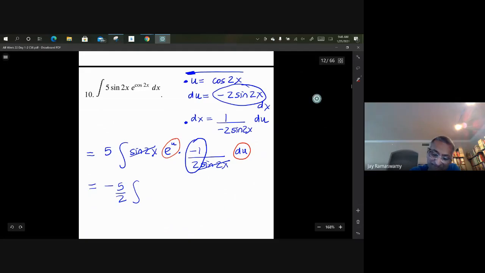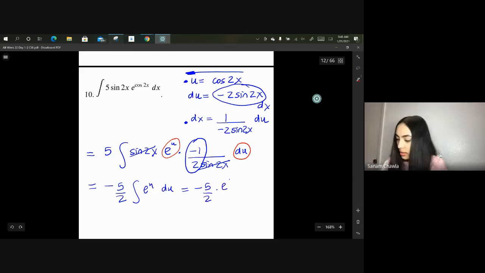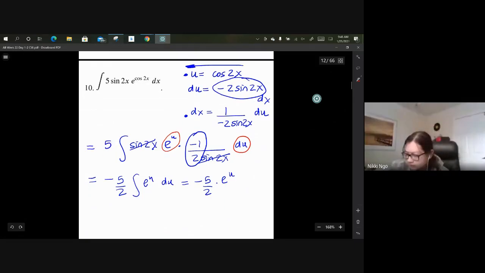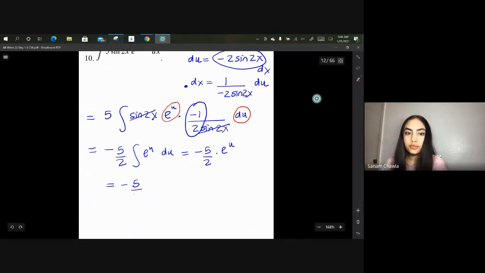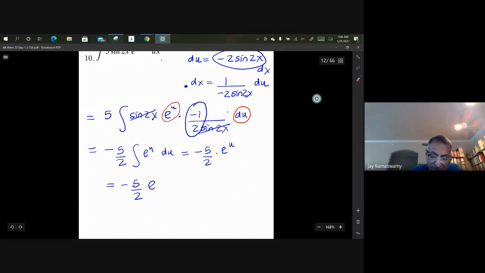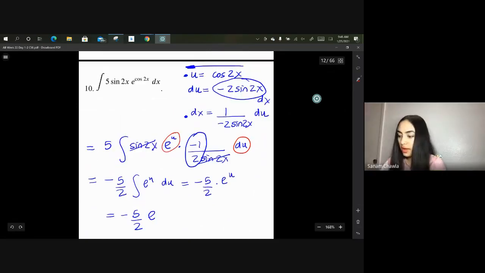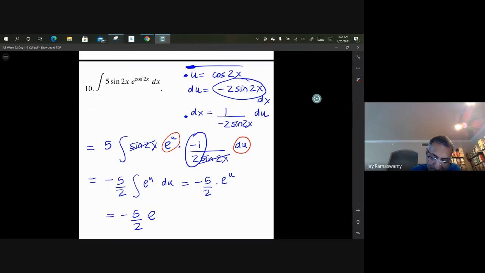Okay, let's wrap it up. e^u du, rewriting is your friend. So we're ready to integrate now. What's the integral of e^u? What do we remember to do in the very last step? Always substitute for u. And what was u after all? Cos 2x. So the answer is negative 5/2 e to the cos 2x plus C.